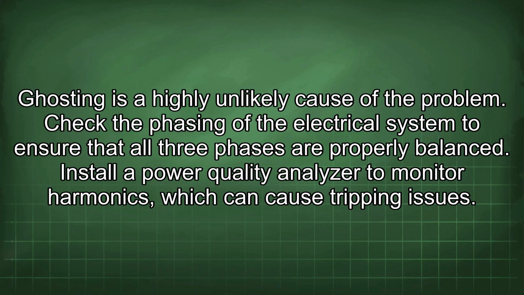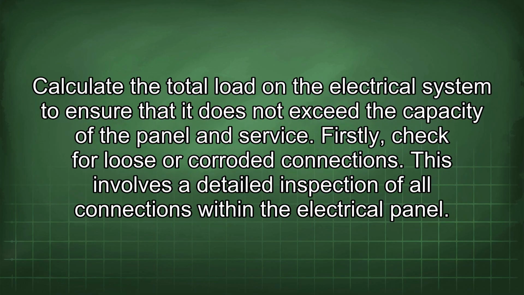Check the phasing of the electrical system to ensure that all three phases are properly balanced. Install a power quality analyzer to monitor harmonics, which can cause tripping issues. Calculate the total load on the electrical system to ensure that it does not exceed the capacity of the panel and service. Firstly, check for loose or corroded connections.